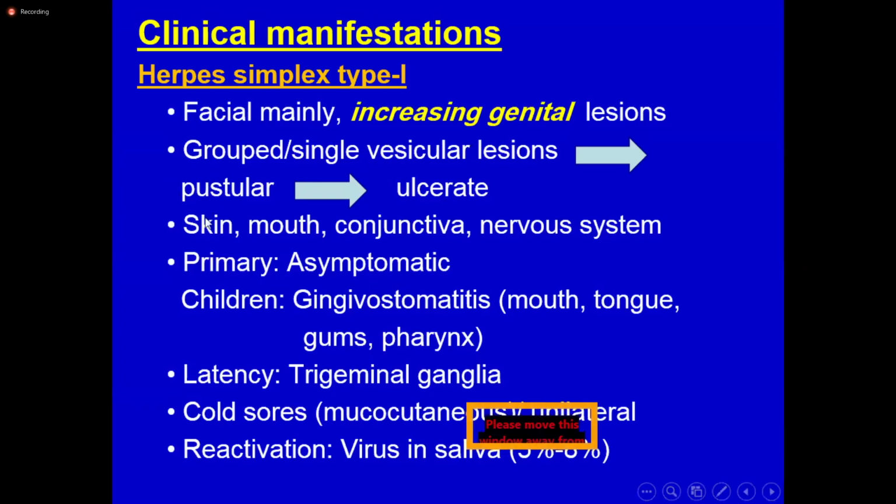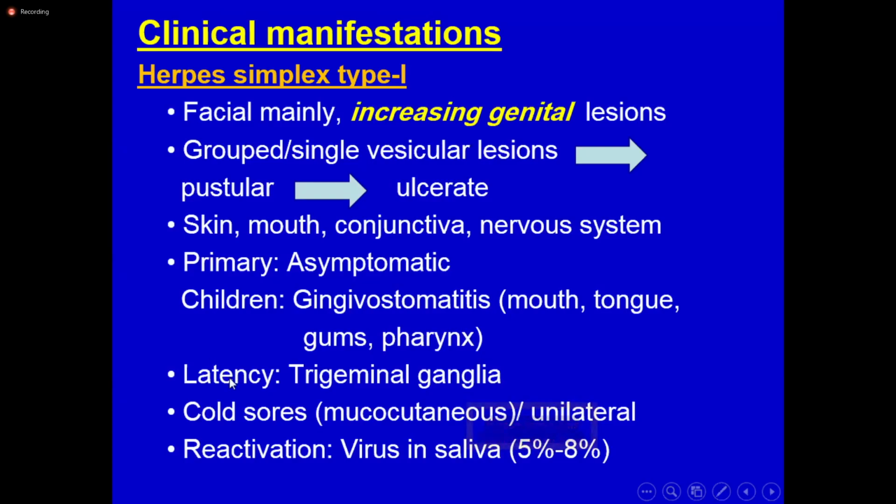They cause infection of the skin, as I said, mouth, conjunctiva, very dangerous when they infect the eye. I have seen many patients have conjunctival infection by herpes simplex type 1. Nervous system, as we said. Primary infection can be asymptomatic, generally speaking. In children, they may cause gingivostomatitis, that is to say, lesions in the mouth, on the tongue, gums, and pharynx.